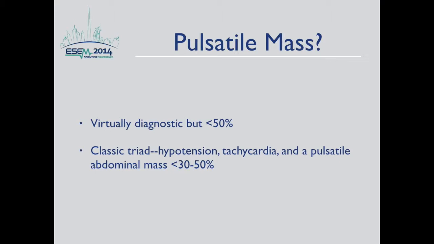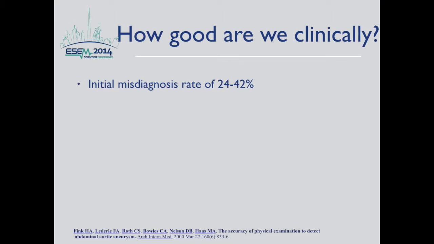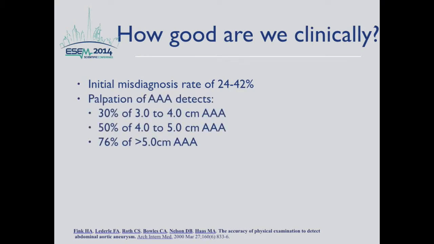So how good are we clinically? It has been reported that the initial misdiagnosis rate of an AAA is up to 24 to 42%. Physician palpation of a mass is reported to be 30% when the aneurysm is between 3 to 4 centimeters, 50% when the aneurysm is 4 to 5 centimeters, and goes up to 76% when the aneurysm is greater than 5 centimeters. So not really very good or sensitive.